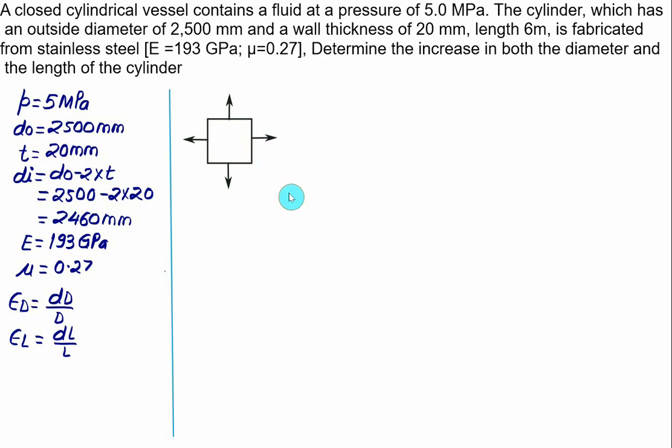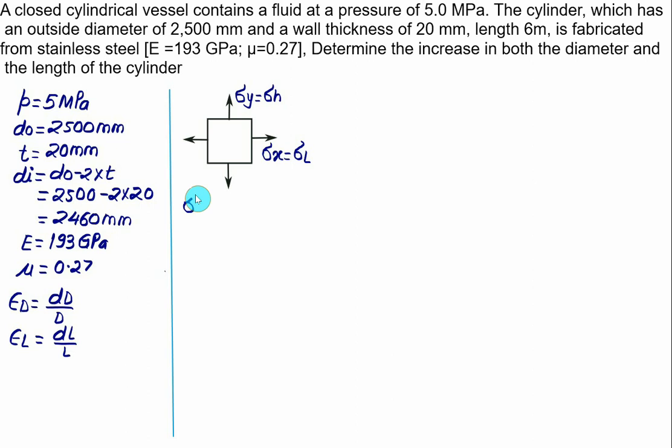Here we have the stress acting along the x direction, sigma x, which will be equal to the longitudinal stress sigma L, and the stress acting along the y direction is equal to the hoop stress sigma h. The pressure is known, internal diameter is known, thickness is known. So let's calculate first the hoop stress.